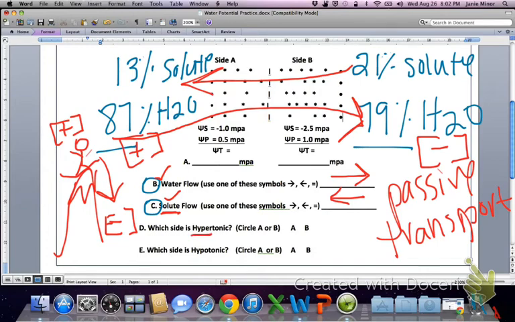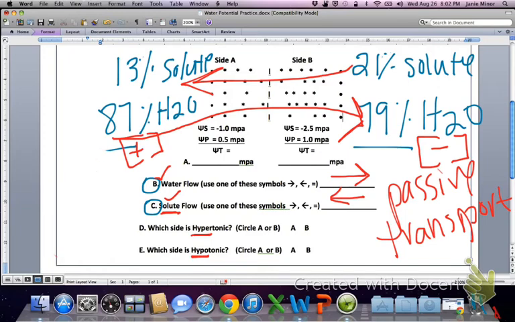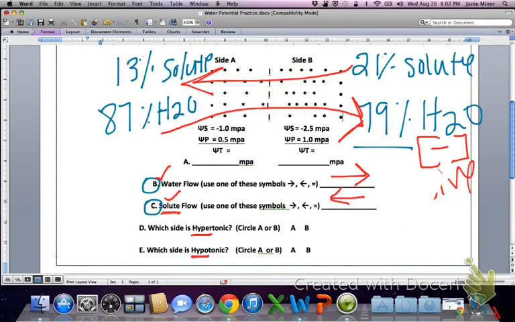Now, letter D and E, they are talking about your solutions. Hypertonic and hypotonic. Think about what your notes say. What do your notes say? What do they say about your cells if they are in a hypotonic solution or a hypertonic solution? Which one swells up like a hippo? Which one of those shrivels up like a raisin?